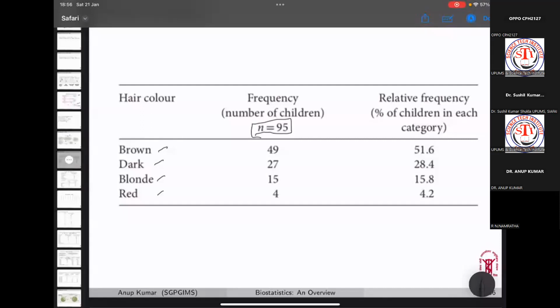Now to further describe it, this has been converted into percentages. By this we can easily explain that more than 50% of children born in the hospital have brown hair, and only 4.2%, or around 4%, of children have red hair.